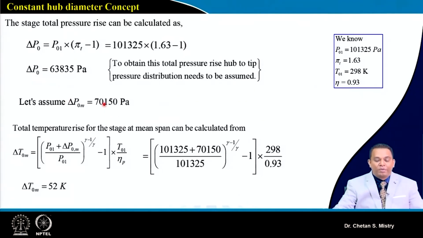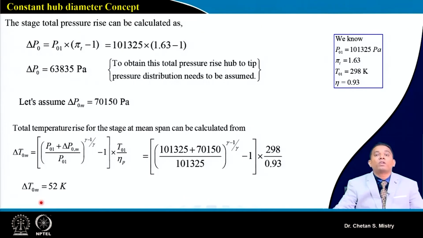From the initial stage only, we will take this as 70,150 Pascal. Now this is what we are assuming as delta P0 at the mid station. Once this delta P0 is known to us, we can calculate the total temperature rise at the mid station. We write this in terms of polytropic efficiency, my entry temperature, delta P0 and total pressure at the entry, and that is coming to say 52 Kelvin.